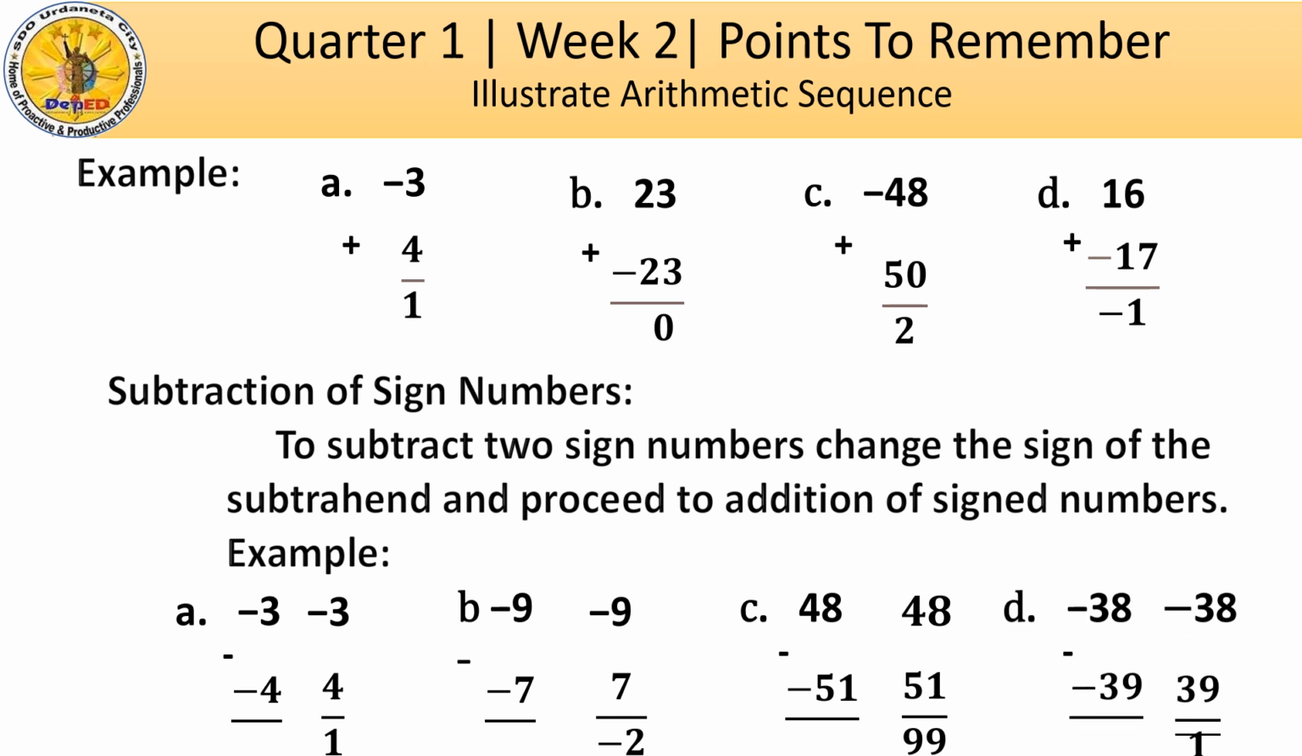Letter D, -38 minus -39. Change the sign of the subtrahend. It will become +39. So subtract the smaller absolute value from the higher absolute value. We have 39 minus 38 is equal to 1. Then the sign of the higher absolute value is positive, so the difference is equal to 1.